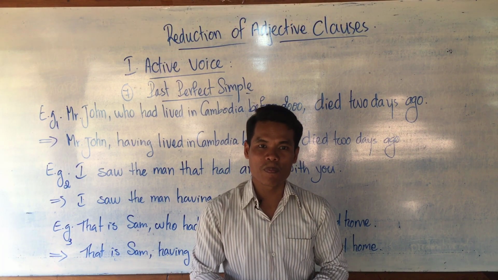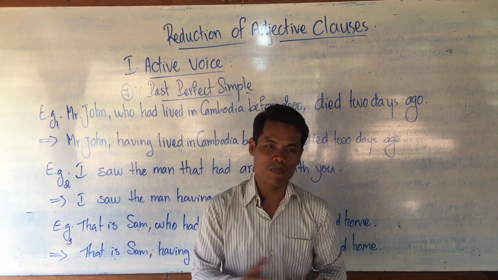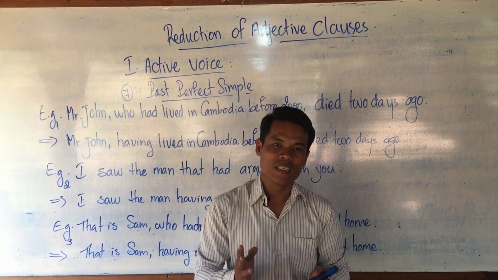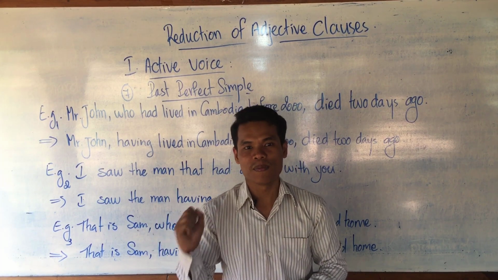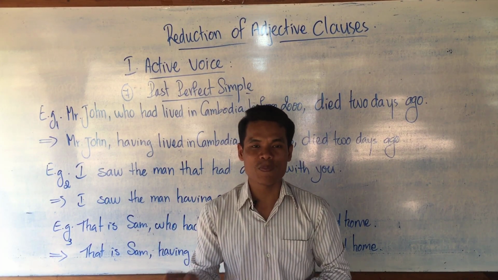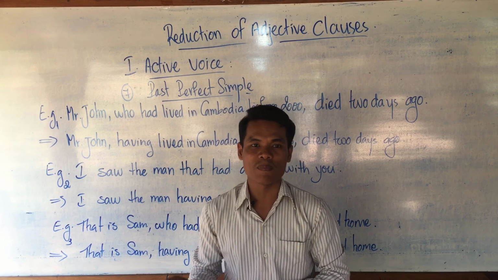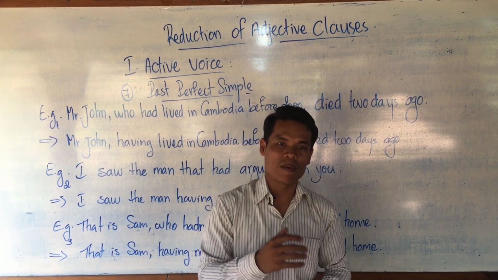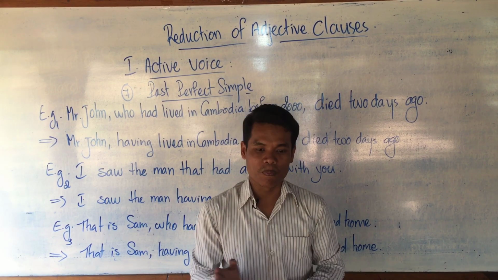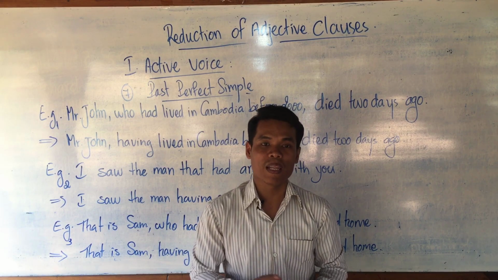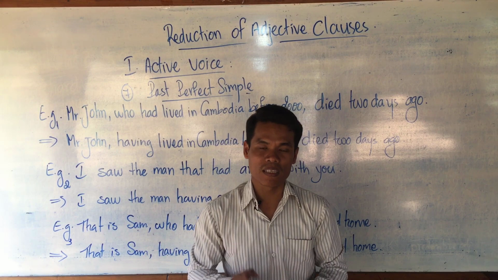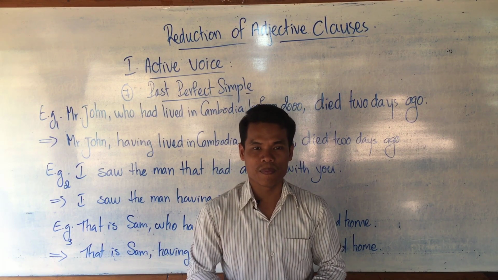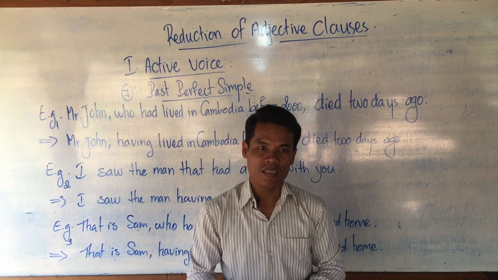How about present perfect? Present perfect simple, positive: having plus verb participle. Negative: not having plus verb participle. And present perfect continuous, positive: we have having plus been plus verb-ing. Negative: having plus not plus been plus verb-ing.